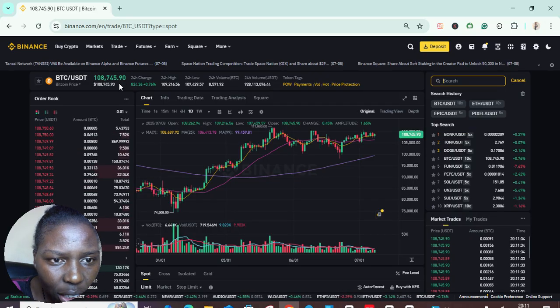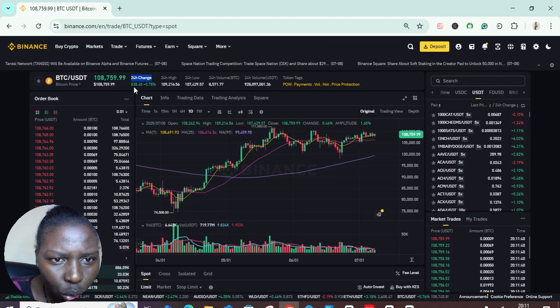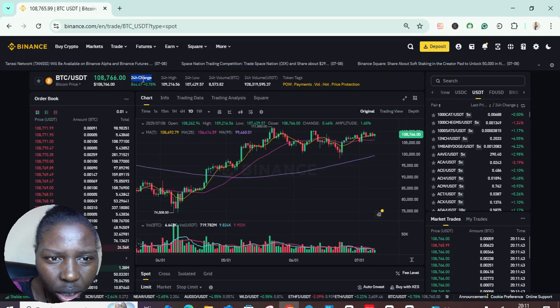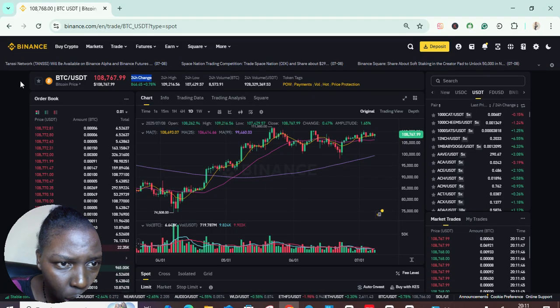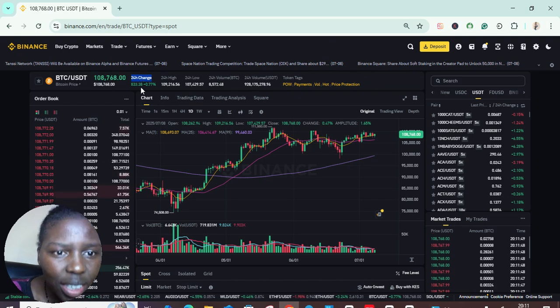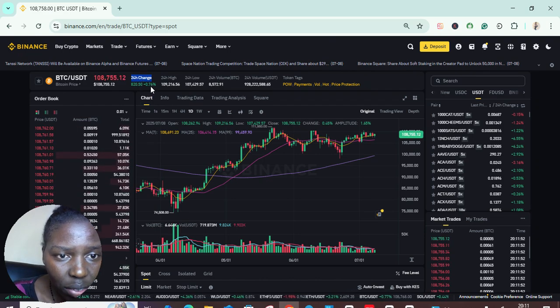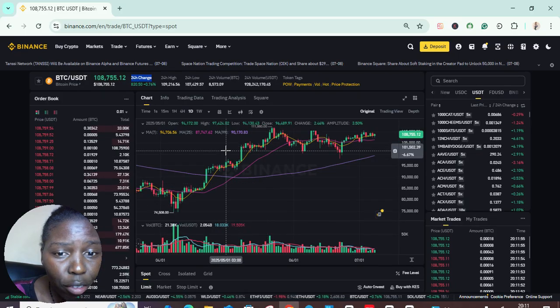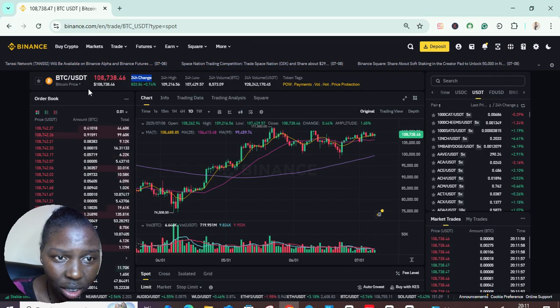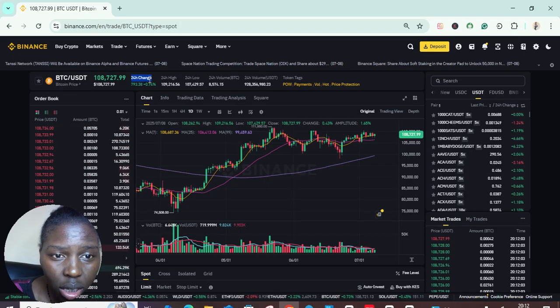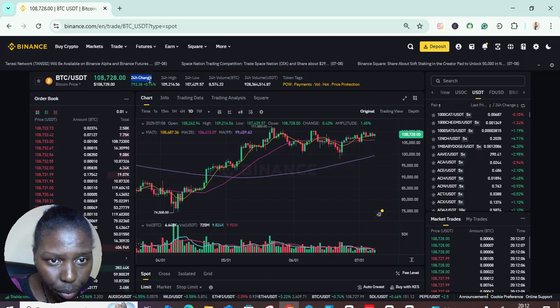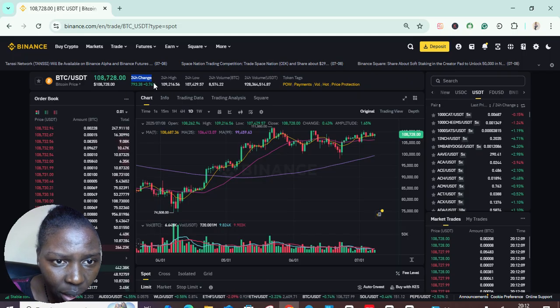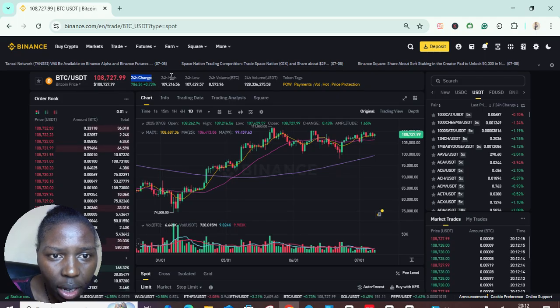Next to the price, you can see the 24-hour change. This helps you know how the price of Bitcoin has changed in the last 24 hours. So Bitcoin in the last 24 hours has had an increase of 0.76%. And this is a live price. That's why you can see the price is changing. I'm showing you on a live market. This is not a demo or anything. It's a live market. So in the last 24 hours, the Bitcoin price has changed with an increase of 0.74%.